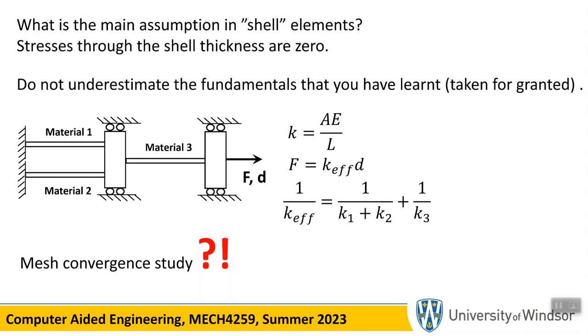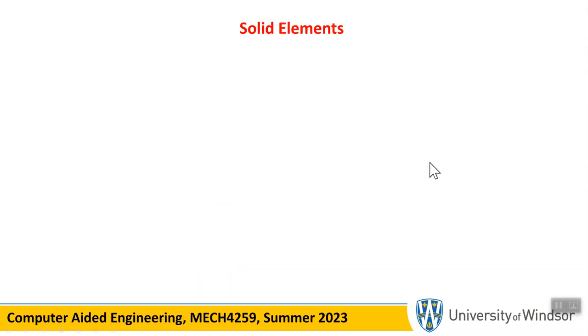And the question came up, what do you mean by things don't change that much? Well, that's a judgment call that you have to make. But what I have in mind is maybe something between 5 and 10%, depending on the culture of the organization that you're working in, or the level of confidence that you have. A 5 to 10% difference is kind of acceptable, at least to me. Okay, that's what mesh convergence study means.